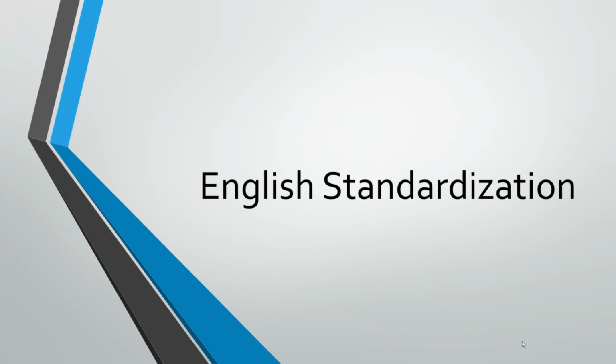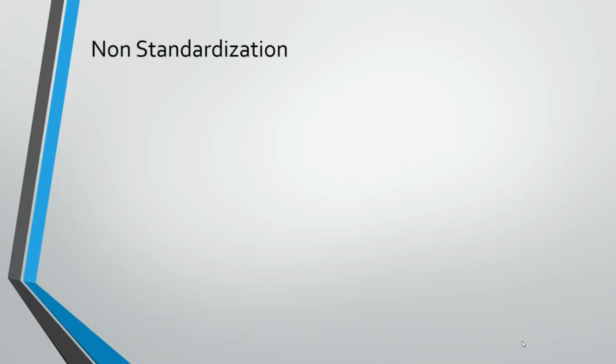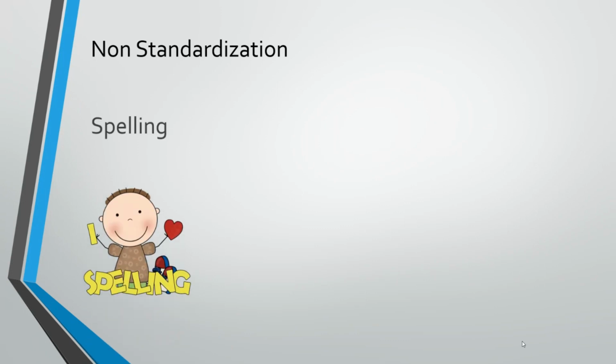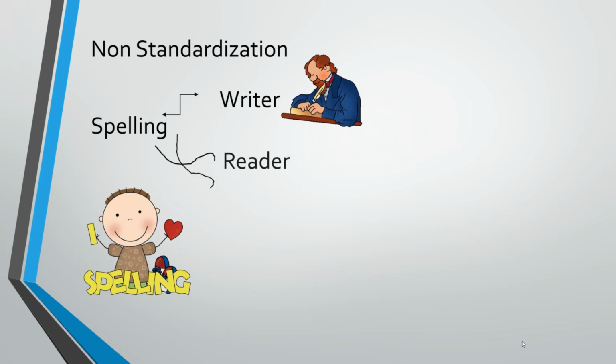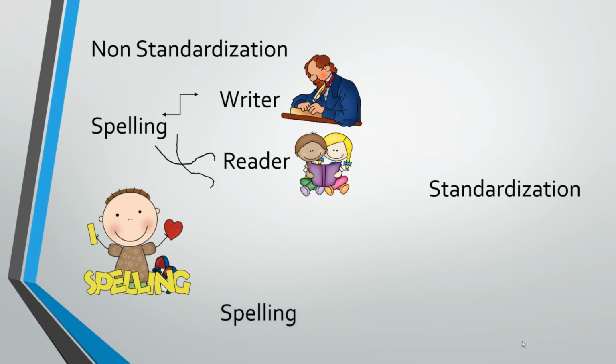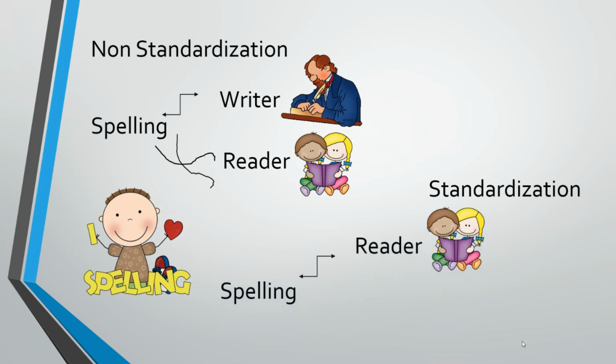With the emergence of standardization, it creates different effects on language. For instance, before the standardization, spelling made things easy for the writer, but difficult for the reader. But during the standardization, the reading process is less of a burden, while the process of writing was more difficult.